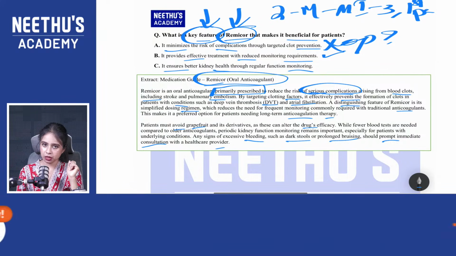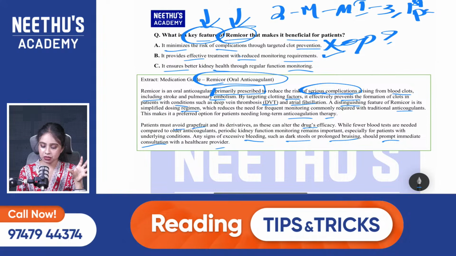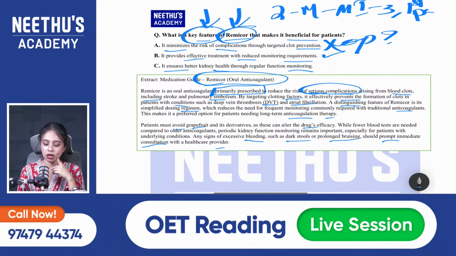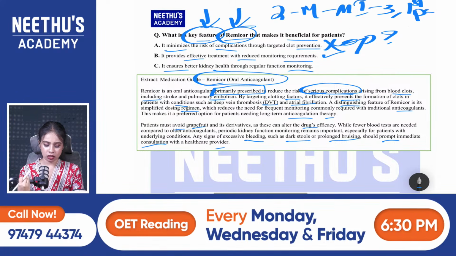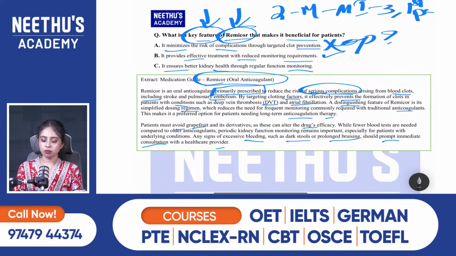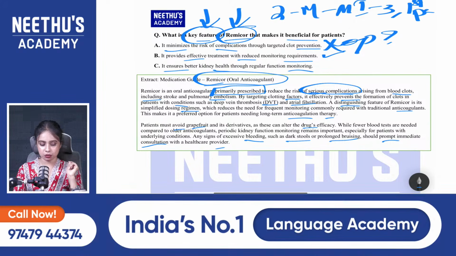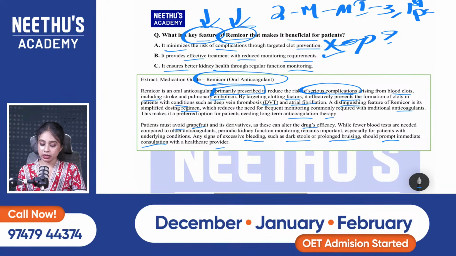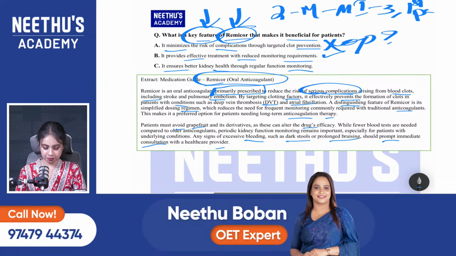What about option B? It provides effective treatment with reduced monitoring requirements. So what about it provides effective treatment? And the majority is saying your answer is option B. Hi Billa, good evening. So why is it B? Why can we select that answer as B? It provides effective treatment with reduced monitoring requirements.